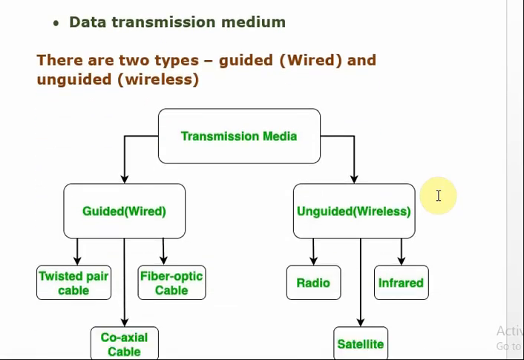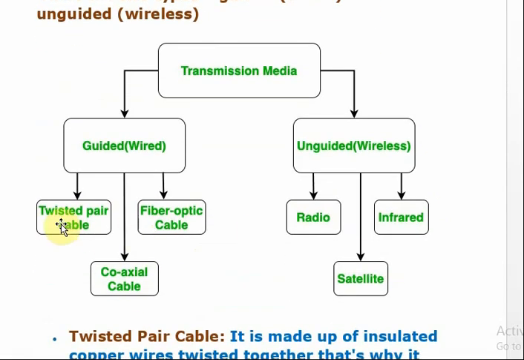Then for the data transmission medium, there are two types. Guided means wired, unguided means wireless. In wired, you have twisted pair, coaxial cable and fiber optic. Fiber optic is actually light transmission. Coaxial cables are like the antenna cables; CCTV also uses this kind of cable. Then the twisted pair is for standard network communication.